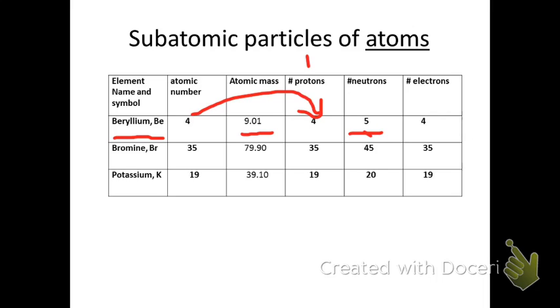Remember that your protons are positive and your electrons are negative, so since you have an atom, which is electrically neutral, and you have 4 positive charges, that means you have 4 negative charges.